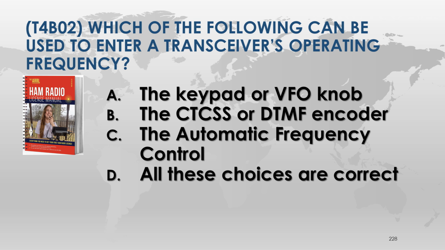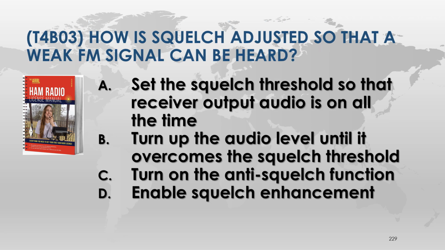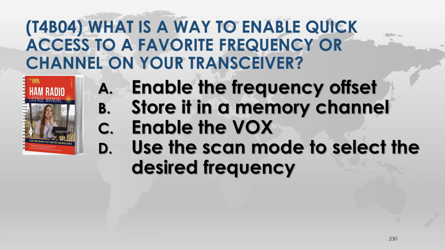Which of the following can be used to enter a transceiver's operating frequency? Alpha. Is that you? Who was the second alpha? It is. How is squelch adjusted so that a weak FM signal can be heard? Alpha. Squelch threshold so that receiver output audio is on all the time. What is a way to enable quick access to a favorite frequency or channel on your transceiver? Bravo. It's not Vox?